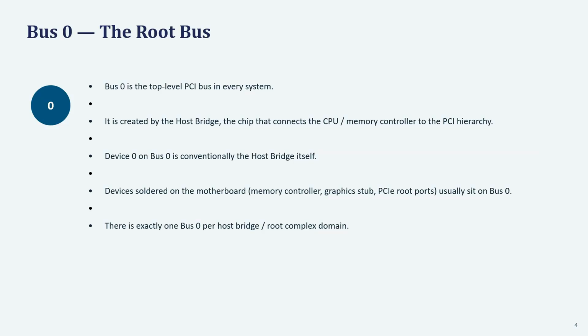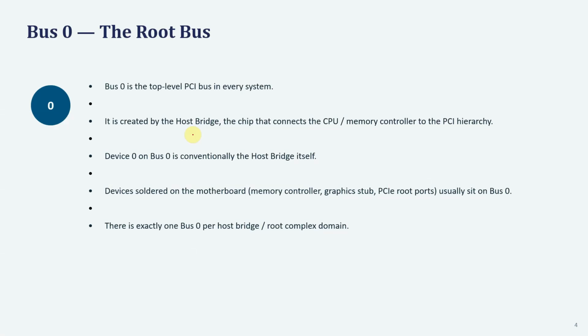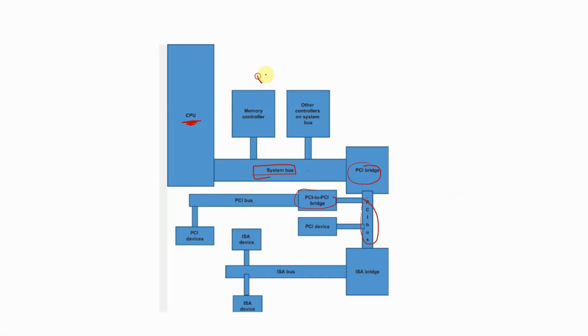Now coming to bus 0. Bus 0 is the top-level PCI bus in every system. It is created by the host bridge, as we have seen here. The chip that connects the CPU or memory controller to the PCI hierarchy is termed bus 0. Device 0 on bus 0 is conventionally the host bridge itself, and devices soldered into the motherboard, like the memory controller or a graphics chip, usually sit on this bus 0. You can see here that the memory controller and other controlling devices sit on bus 0.